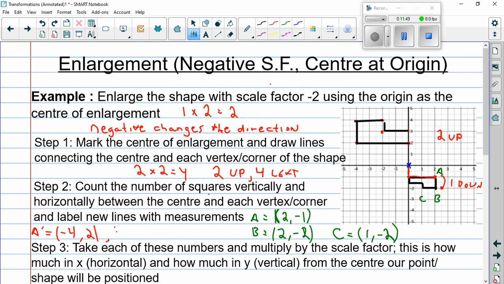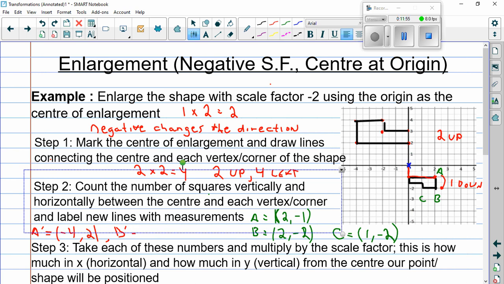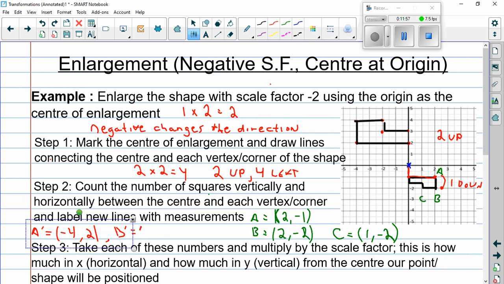Then we have B prime, and 2 times -2 is -4. -2 times -2 is +4. And lastly, C prime will give us -2 and 4.